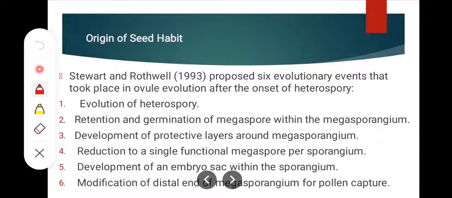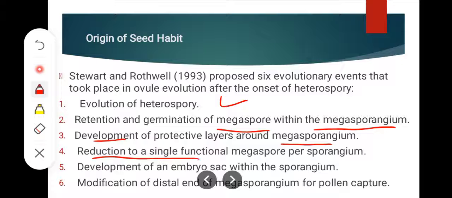Next is the origin. Stewart and Rothwell proposed six evolutionary events. The first is the evolution of heterospory, then the retention and germination of the megaspore within the megasporangium, and the development of a protective layer around the megasporangium. Then the reduction to a single functional megaspore per sporangium, development of the embryo sac within the sporangium, and modification of the distal end of the megasporangium for pollen reception.